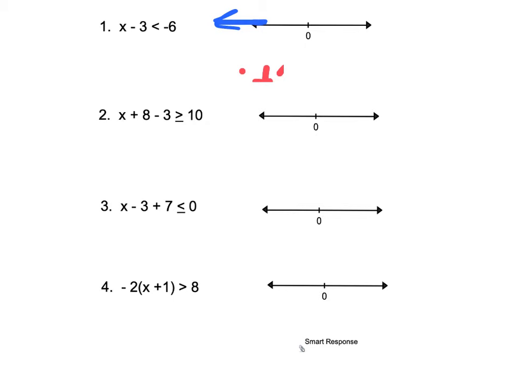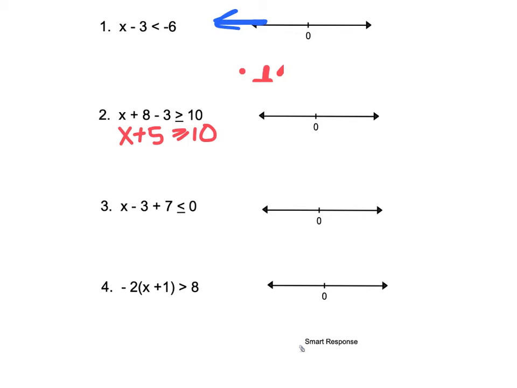Moving on to number 2. In number 2, I have some terms that are like terms, the positive 8 and the negative 3. And so you would start off by combining those. So 8 minus 3 is just a positive 5. And so simplify that part first.